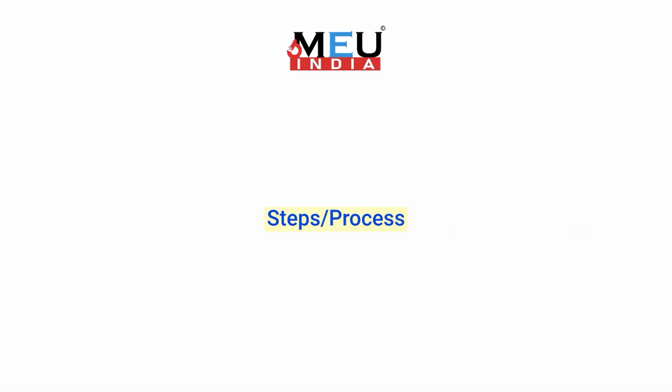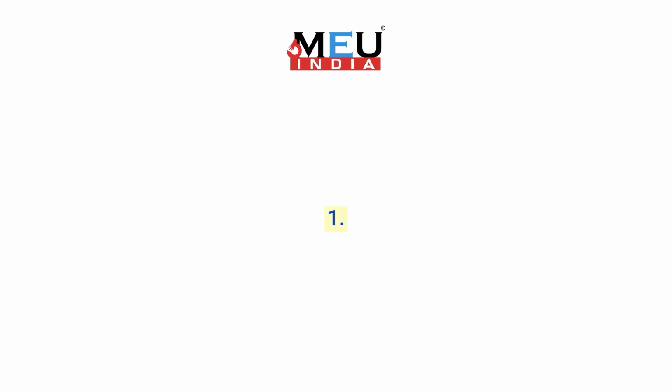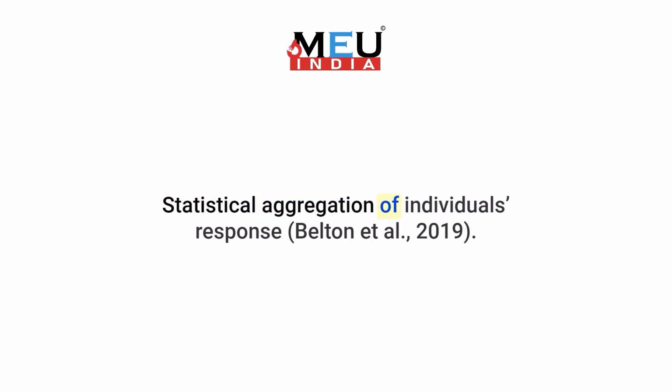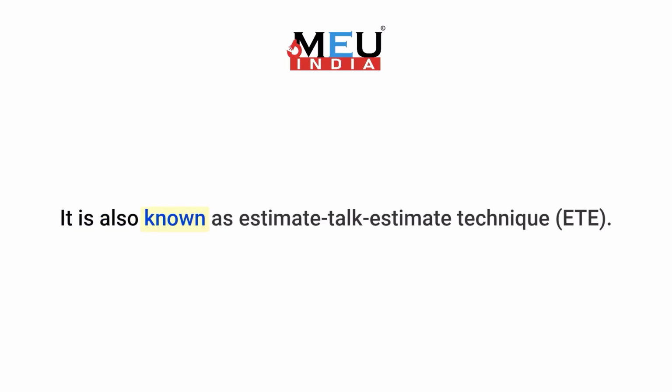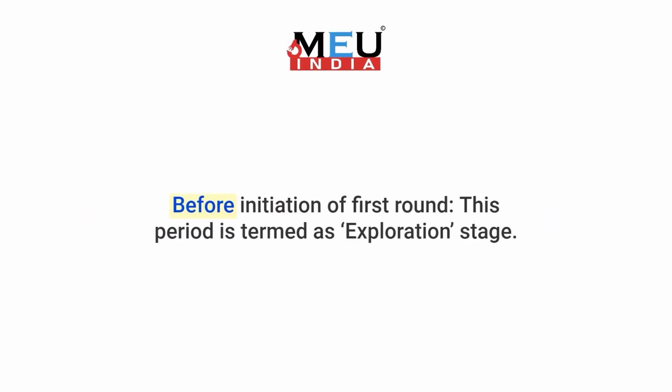Steps in the process. Delphi method. The four key elements of this method include 1. Anonymous responses. 2. Iteration. 3. Provision of all responses in the form of a summary to all group members, and 4. Statistical aggregation of individuals' responses. It is also known as the estimate-talk-estimate technique. Multiple rounds of traditional Delphi minimize group bias. The period before initiation of the first round is termed the exploration stage.